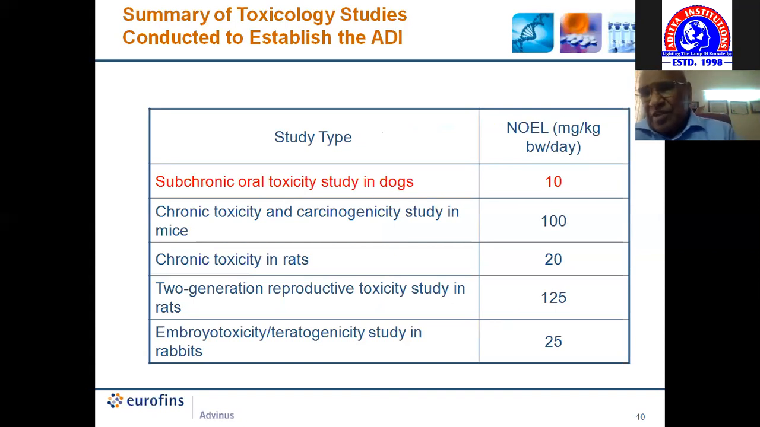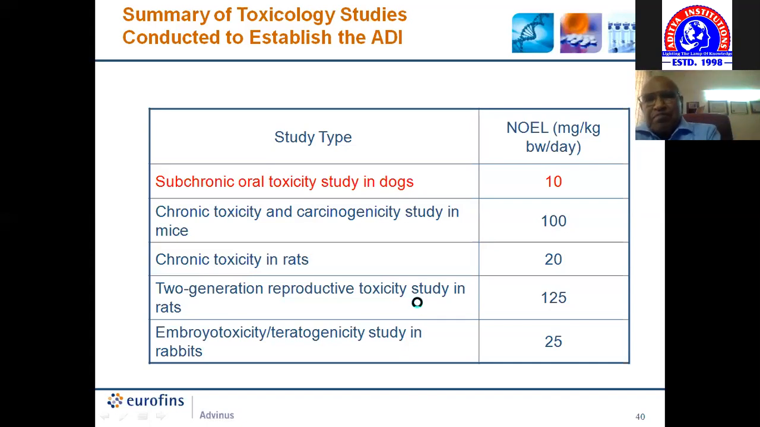So we did a series of studies for a drug X. We have subchronic studies in dogs, chronic studies in mice, chronic studies in rats, reproduction studies, all these studies. At the end of every study, you must come up with the NOEL for that study. We make a table like that. We look at what is the lowest number resulting in NOEL. We never take the highest. That means we take the dog as the most sensitive species that resulted in a low NOEL of 10 milligram per kilogram. Next slide will show you how we use this number to come up with a safe dose.